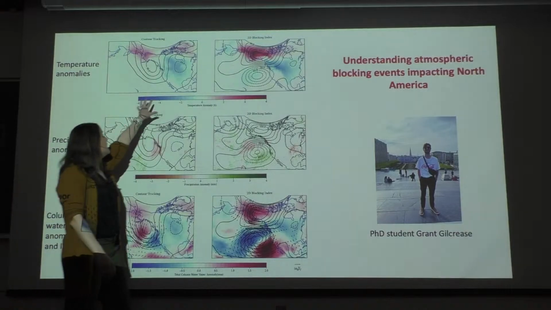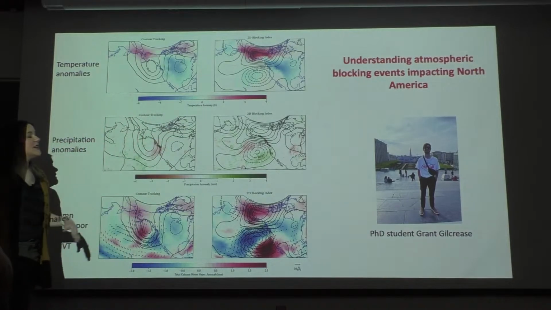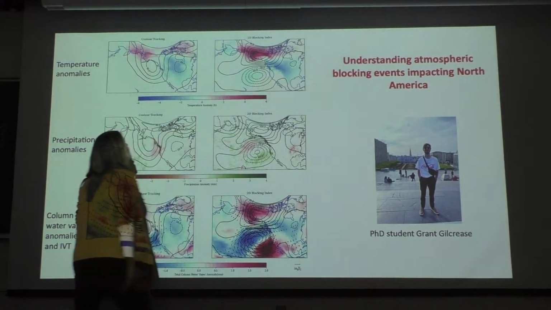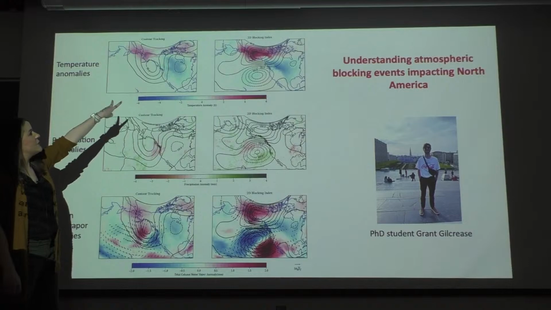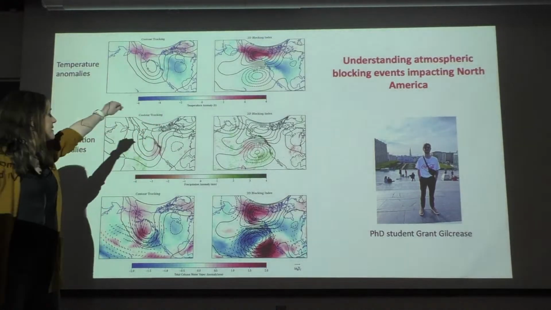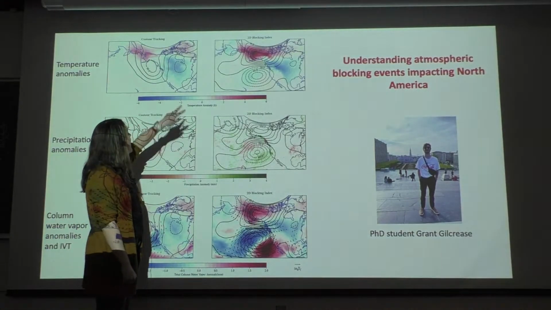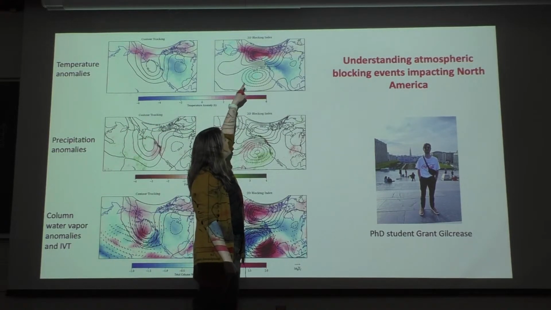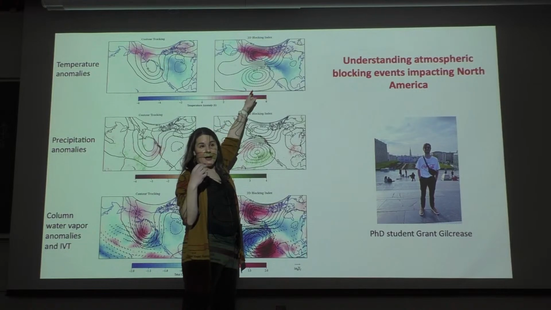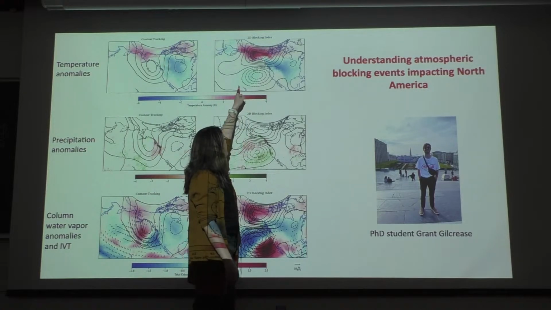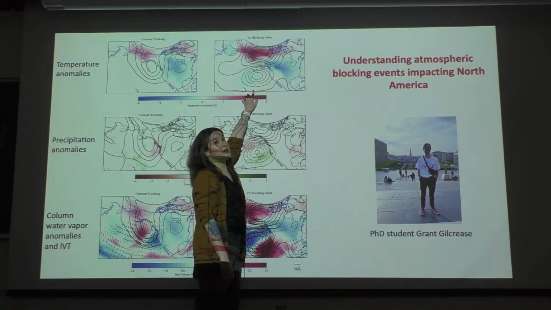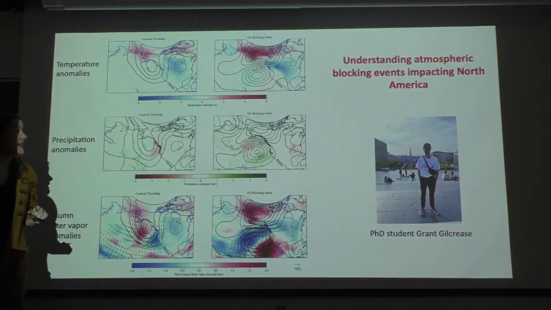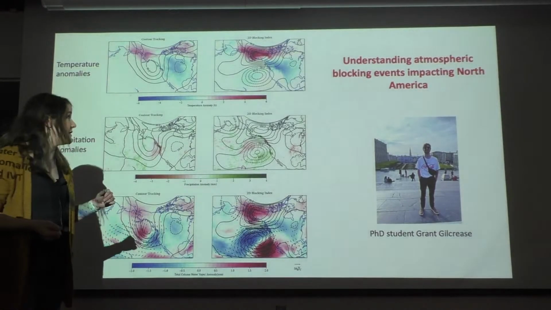So in this image here, you can see North America in all of these images. And we're defining blocks using two different indices, and that's what these columns are. If you look at the very top and focus on the black contours, that's geopotential height. What we're looking at here is two different blocking types. Here you can see an anticyclonic anomaly, so that's that blocking high pressure region. And below that we have a minimum in the geopotential height. This is known as a dipole block. And again, this, by definition, will persist for at least 5 days.